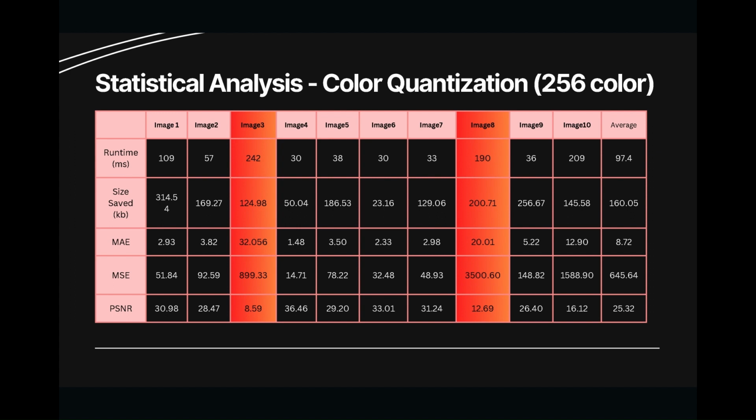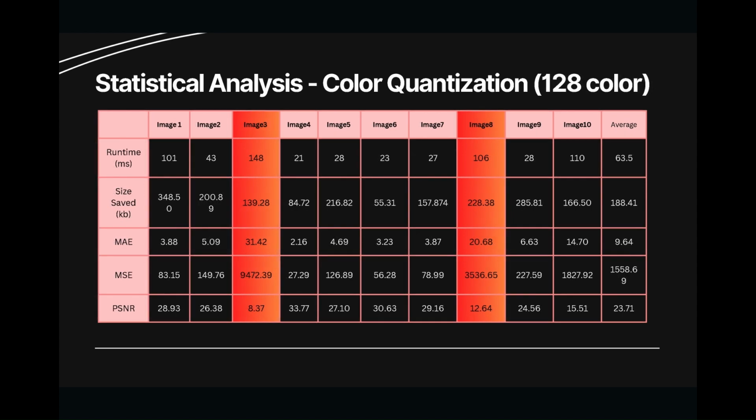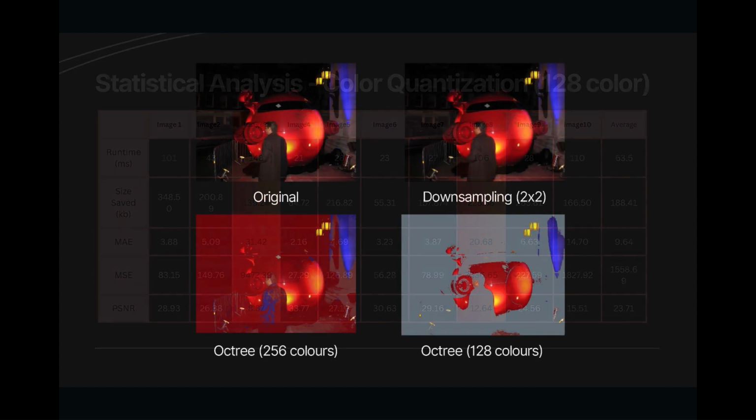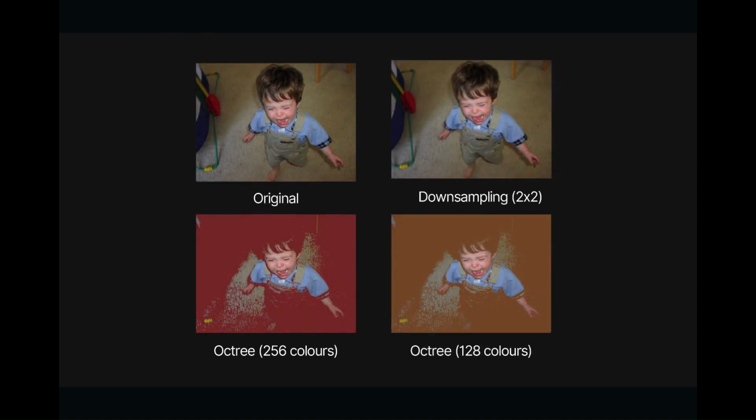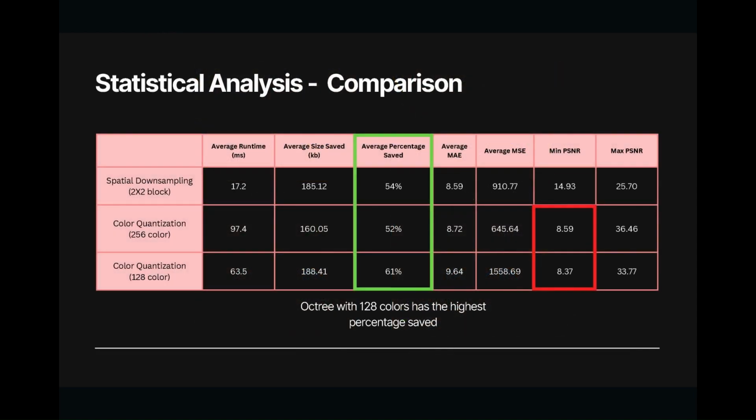However, some images, such as image 3 and 8, have much higher loss and error. This is true for both color palettes of size 128 and 256. Comparing the two methods, spatial downsampling has a lower runtime, while color quantization can produce higher quality images on average.